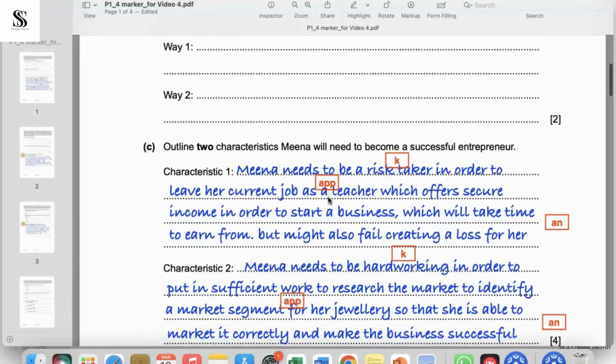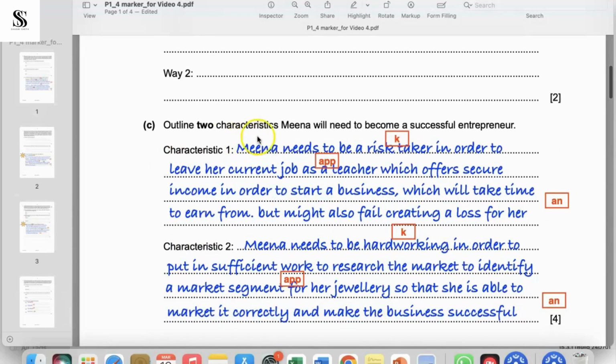The question asked is: outline 2 characteristics Meena will need to become a successful entrepreneur. Identifying 2 characteristics would give you marks for the knowledge. In this case, the first characteristic I've identified is risk taker, and the second one is hardworking. Because the question refers to the case study, you would have to make sure that the explanation refers to the case study, so that it has the application component to it.